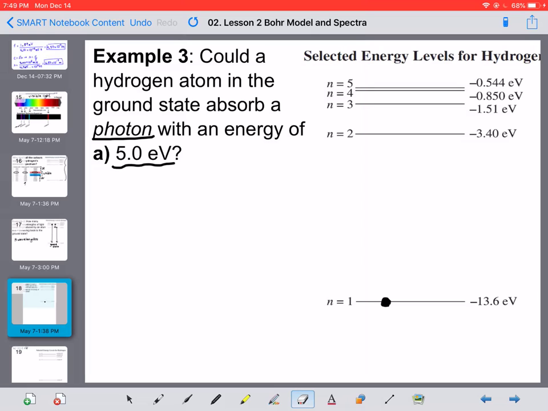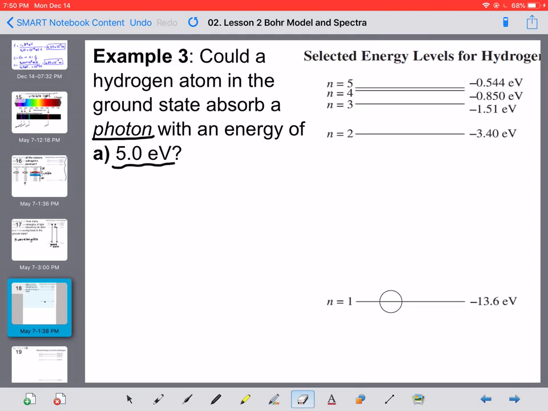Okay, example 3. Could a hydrogen atom in the ground state absorb a photon with an energy of 5 electron volts? Before we start this question, one of the rules we need to know is that atoms can either absorb the whole photon or none of the photon, with no in between. So the atom, for example, cannot absorb 2.5 electron volts of this photon. It has to absorb all 5, or it can absorb none of that 5.